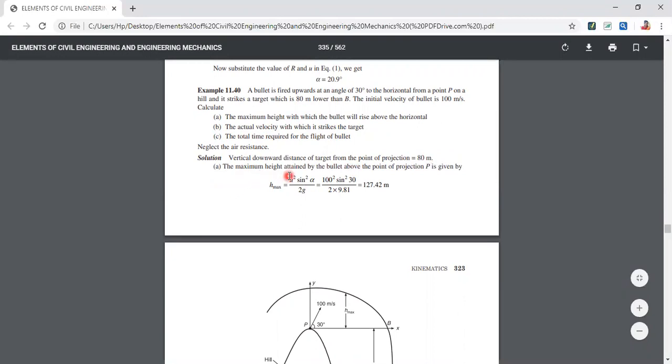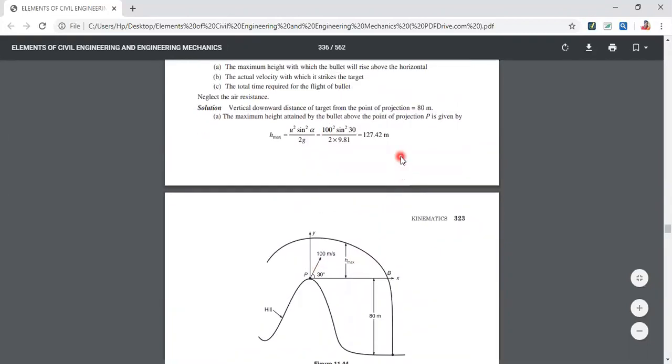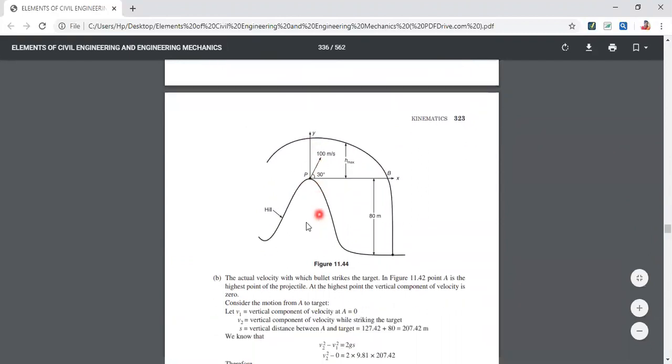The maximum height attained by the bullet is given by H max equal to u square sine square alpha by 2g. I have the value of u, and I know the value of alpha. Substitute, and you get the value of H max. So 127.42 meters is the H max, that is this distance.